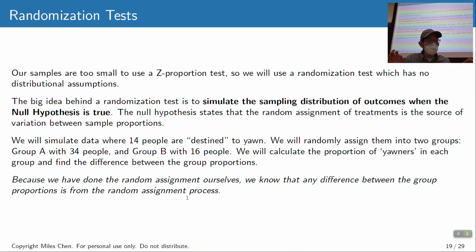And what we want to know is, well, what kind of difference can we end up getting between group A and group B? We're expecting differences of 0. Maybe we'll get differences of 4.4%. Maybe we'll get bigger differences. Who knows? That's what we want to know.